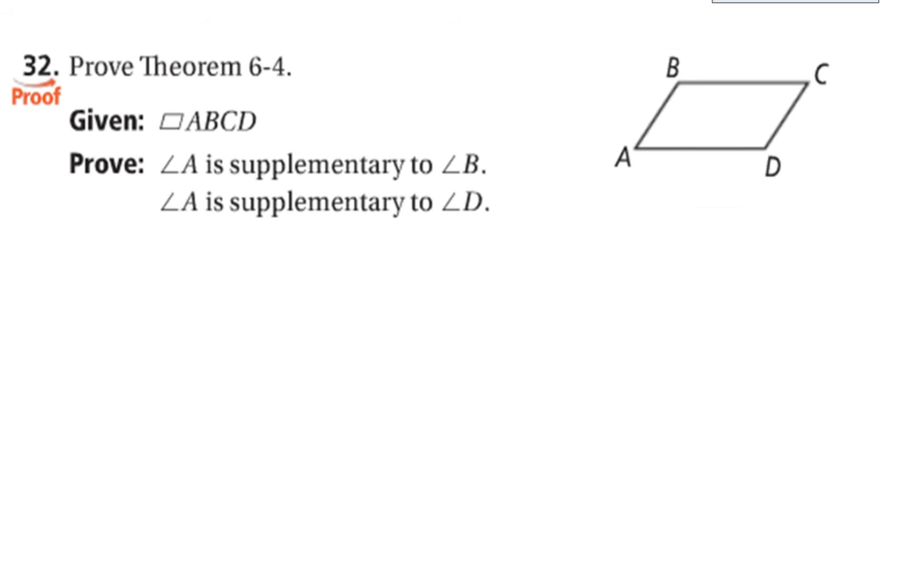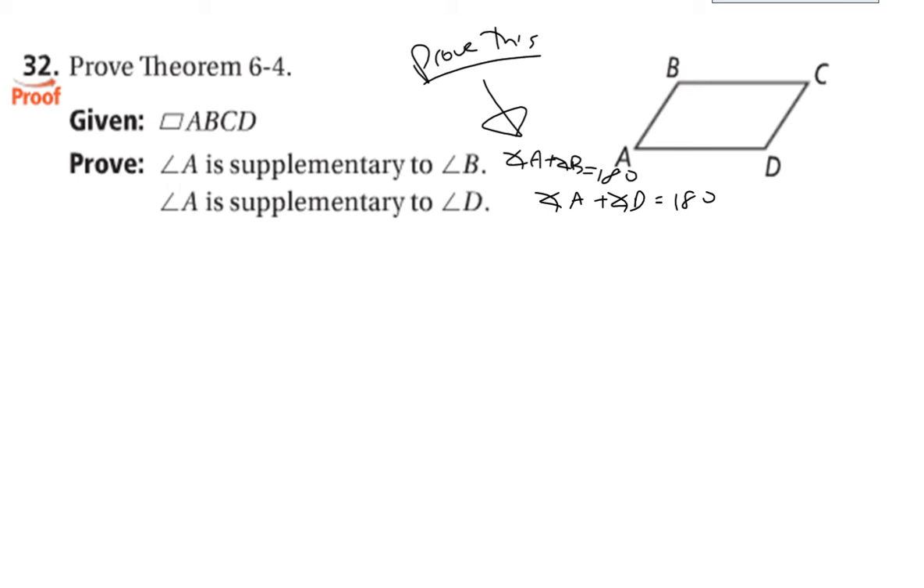What are we trying to show? That if you add angle A plus angle D, you get 180 degrees. And if you add angle A plus angle B, you equal 180 degrees. I'm trying to prove this is true. How do I prove that this is true? Right? That's what I'm trying to do.